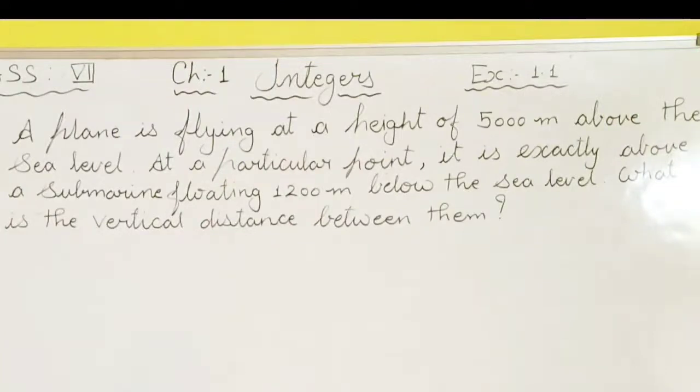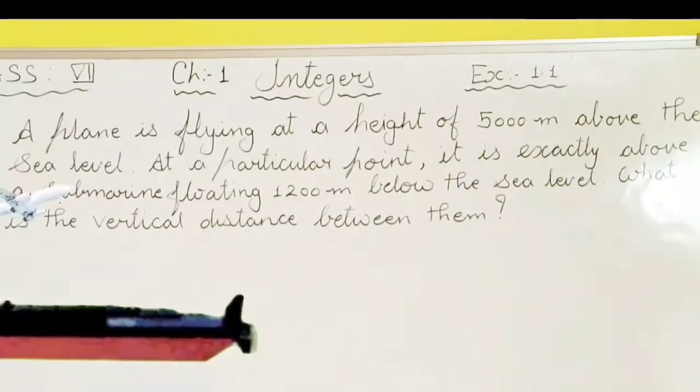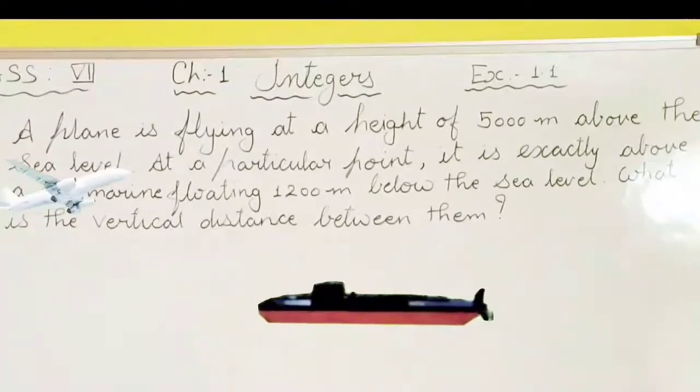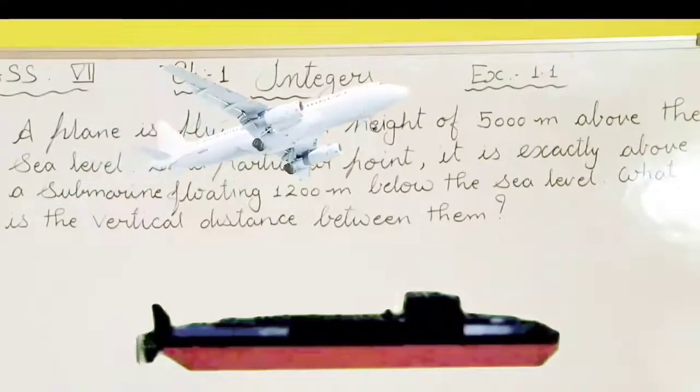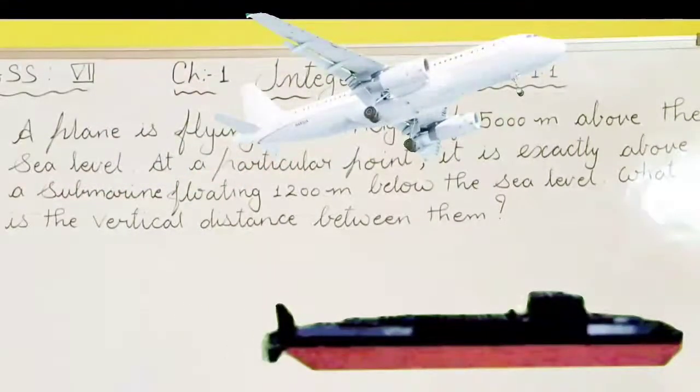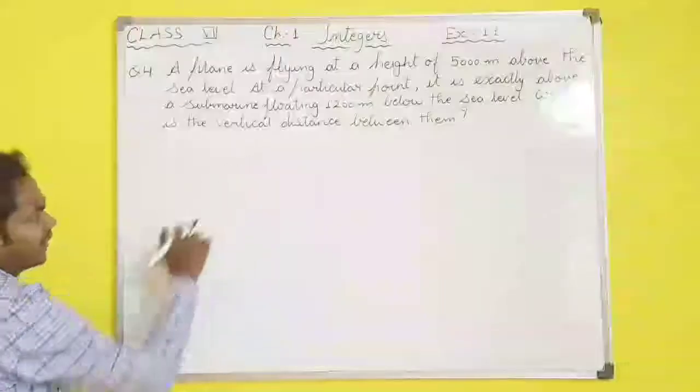Students, now you can see a demo of plane and a submarine. This is called the vertical distance. You can see by a red line. A two arrowed line shows the vertical distance between an aeroplane and a submarine. You have to find the distance between these two. So what you have to find is the vertical distance.